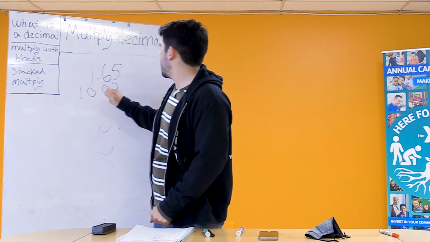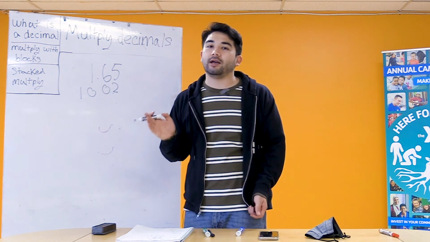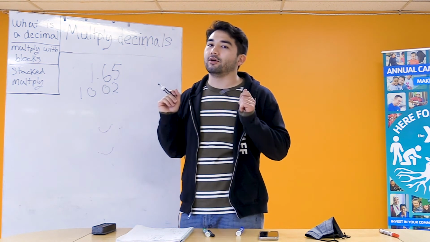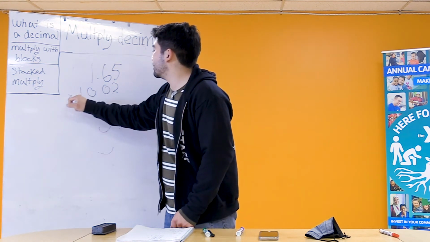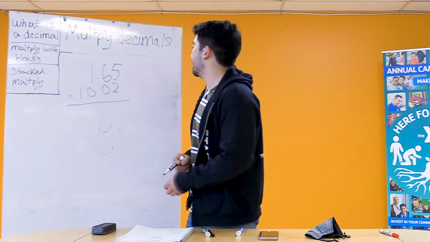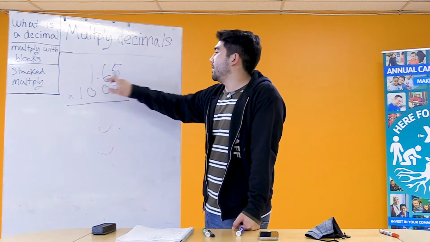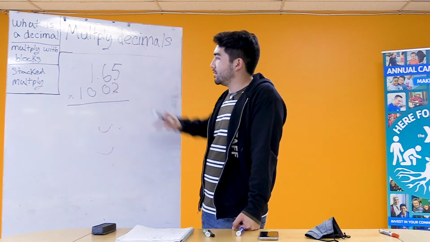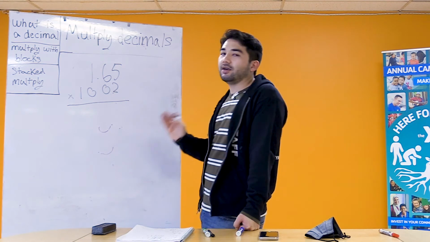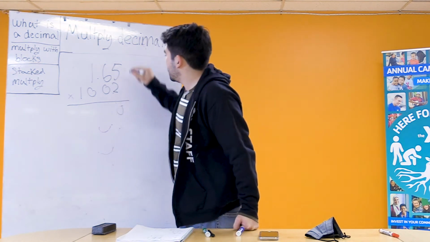Okay. As you can see here, I did not line up the decimals. You do not need to line up the decimals when you're multiplying. That is only for addition and subtraction. If you actually do line up the decimals, you will get a different answer. So for 1.65 times 102, I put it into the stacked multiplication form, and now we're just going to multiply as if the decimals don't exist. So 2 times 5 is 10.